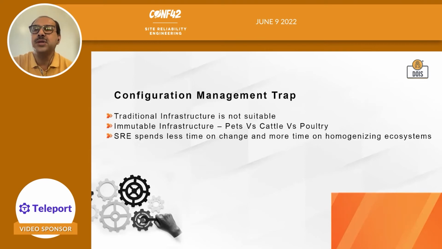And immutable means that you cannot change. So in today's world, we cannot change. What we can do is replace. We kill the old one and replace it with a new one. That way, it is also much more secure. It is much easier to detect problems and rectify problems. So SREs don't spend much time on changing. Rather, they automate in such a manner to homogenize the ecosystem, to make it much easier for people to take care of it. Lot of it automated, lot of it getting into a self-healing kind of a situation. That is your work that needs to be done.